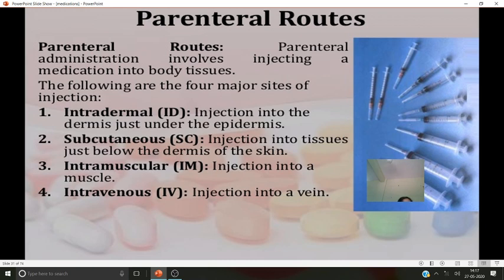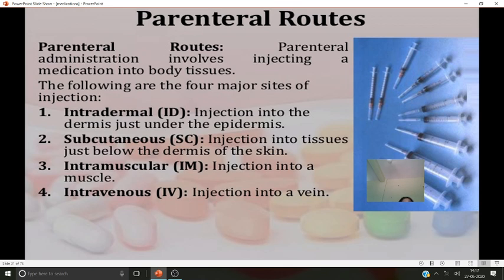Then coming to the parenteral route, the second route of administration. In the parenteral route we can say there are so many drugs which we can give, and we are using this route regularly for all the patients, especially those who are unable to take orally, or maybe some drugs to be given this way, parenteral routes essentially.